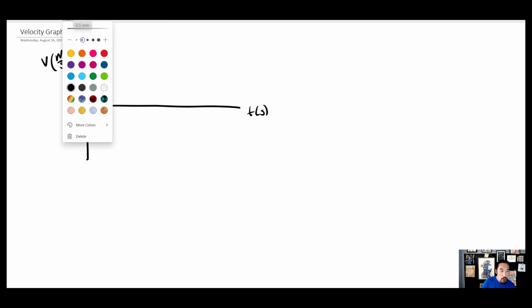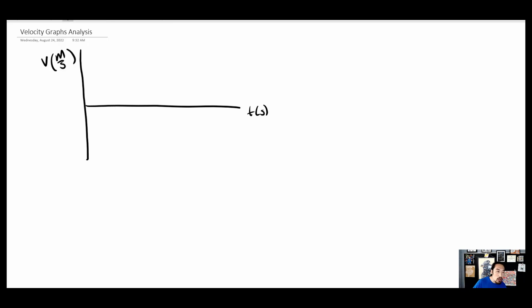Now for those of you with a discerning eye, you'll see that up here we have a positive region and down here we have a negative region, because velocity is a vector and direction matters. We can call the positive region to the right and the negative region to the left, or forward and backwards, but whatever the case is, we need to have a positive and a negative region.